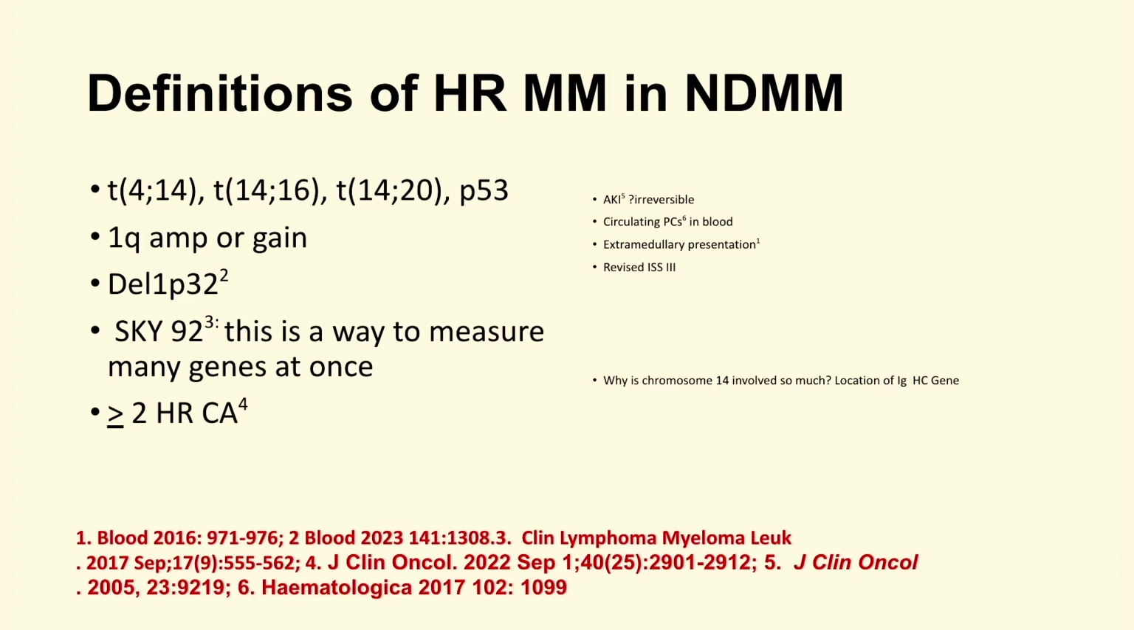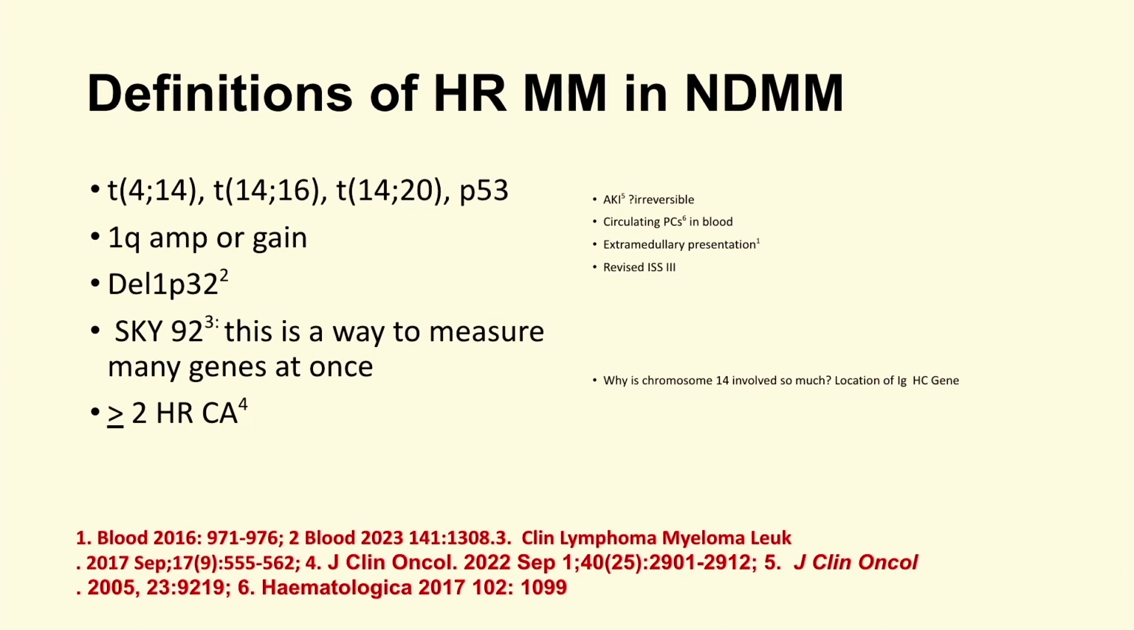There are ways to analyze all of the genes simultaneously. This is something called a gene expression profile. There's a commercial one available called SKY92 where they basically take the DNA out of the myeloma cells and squish it all up, and then they look for certain changes in a one-step method. This is starting to be used, but most people here, I suspect, have not had that run on them. We're also starting to understand that if you have not just one of these changes but a couple of them, 2 or more, that means your myeloma is going to be a little bit harder to treat.